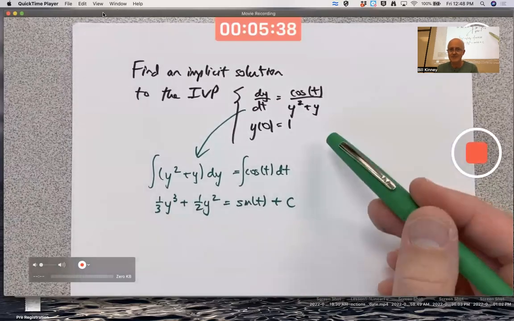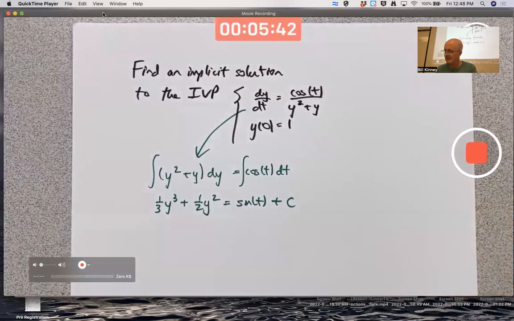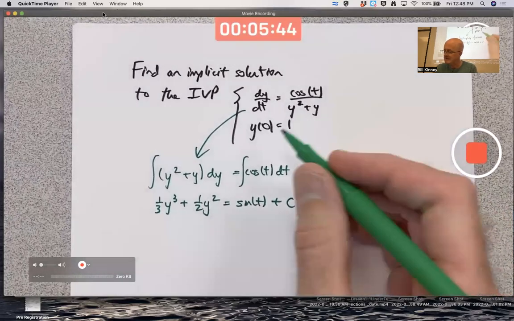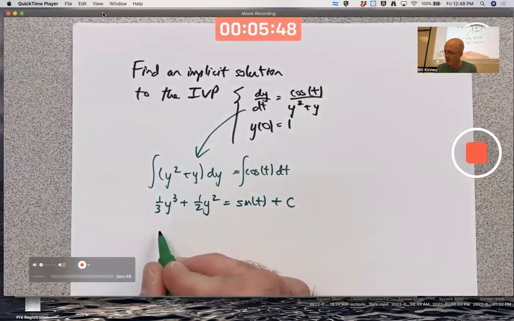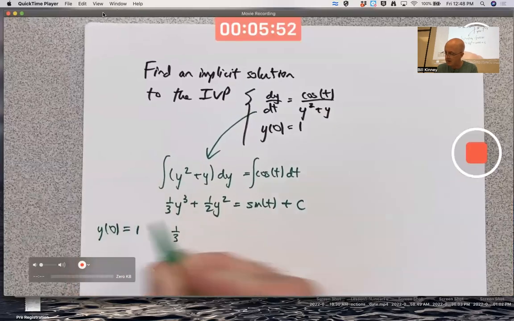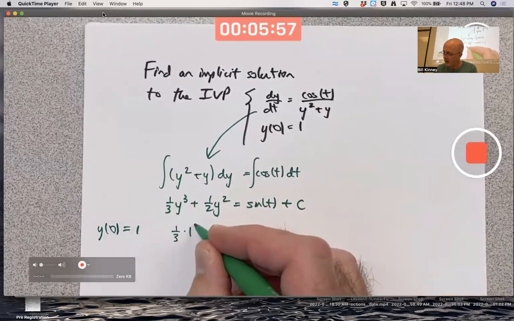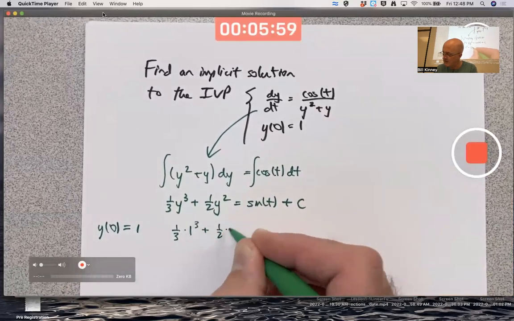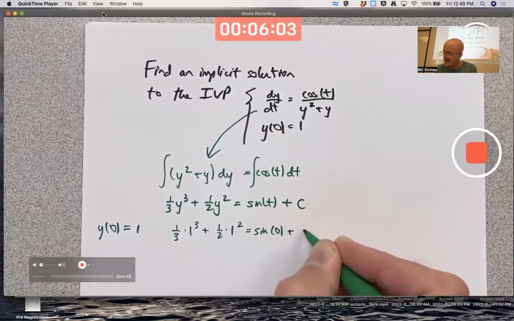Can we make sure we satisfy this initial condition? Yeah. Replace t with 0 and y with 1. You get 1/3, so y of 0 needs to be 1. Replace again t with 0 and y with 1. 1/3 times 1 cubed plus 1/2 times 1 squared should equal sine of 0 plus c.